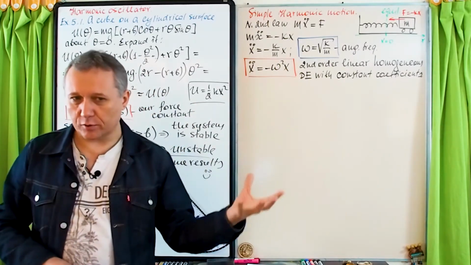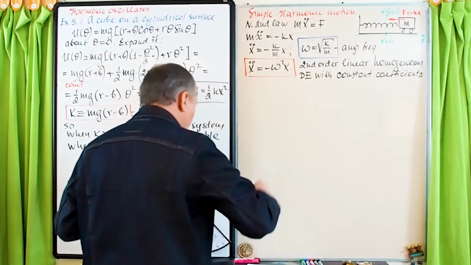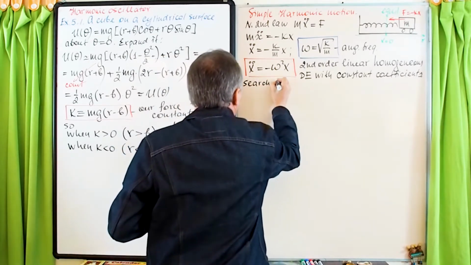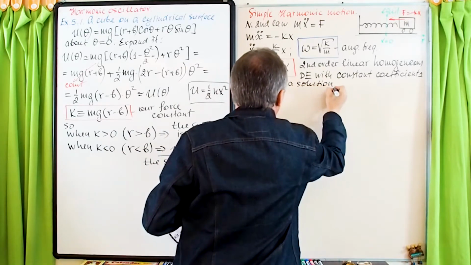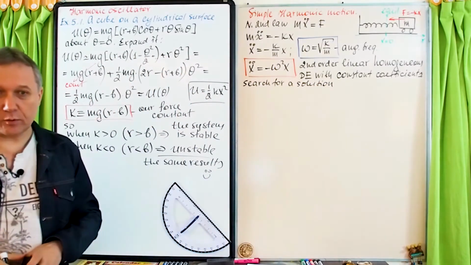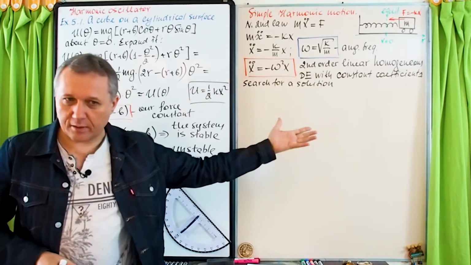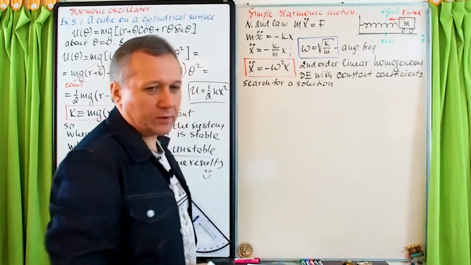So let's search for a solution in that form, in the form of the exponential function. So I will write: search for a solution. Again, you could have said, okay, I want to search for the solution in the form of sine or cosine, yeah, go ahead. But it's easier to start with the exponential.